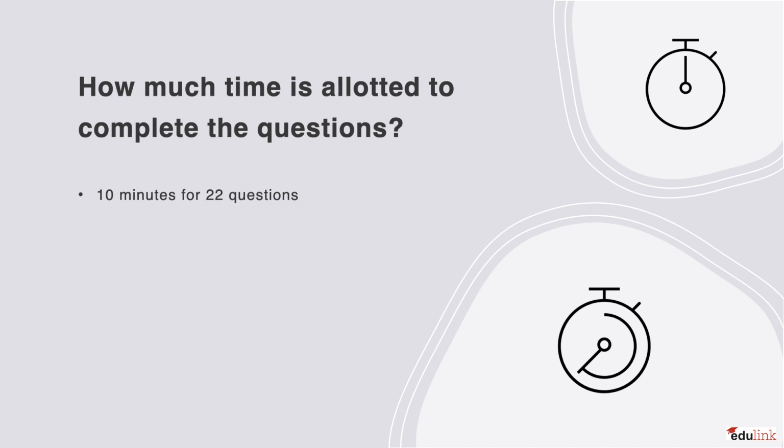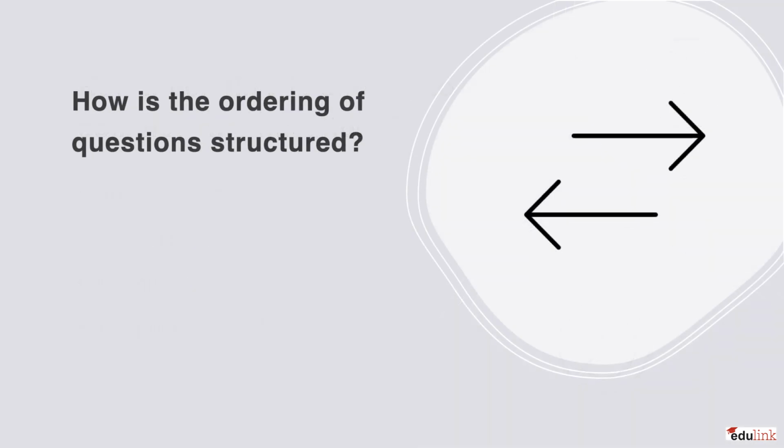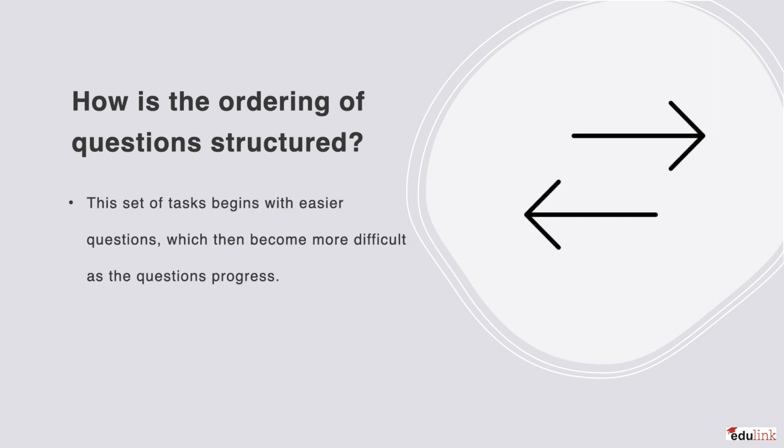The breakdown of this would mean that each question can get 27 seconds, give or take, considering some questions take shorter or longer than the next. You should therefore work quickly but carefully. And you should definitely take your best guess if you're unsure or stuck on a question. The questions in this task follow a particular ordering that is important to take note of. Easier questions are at the beginning of the task, and they become more difficult as the questions progress.